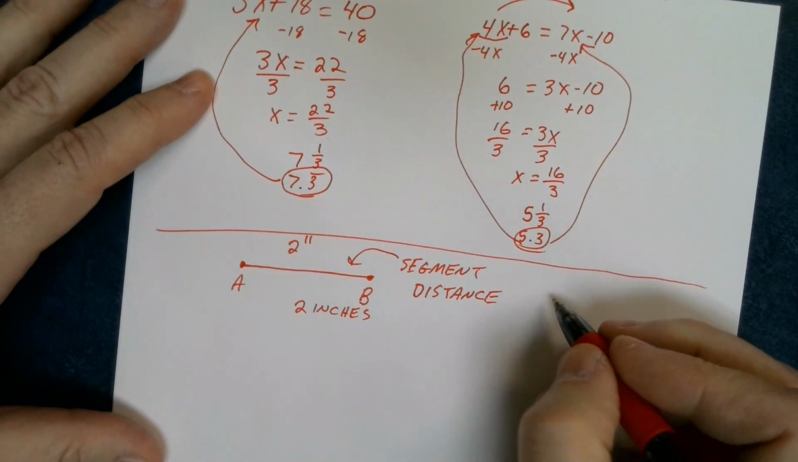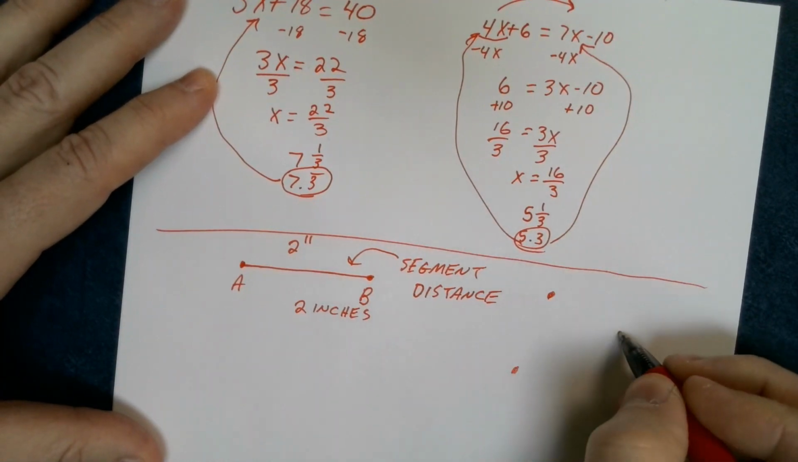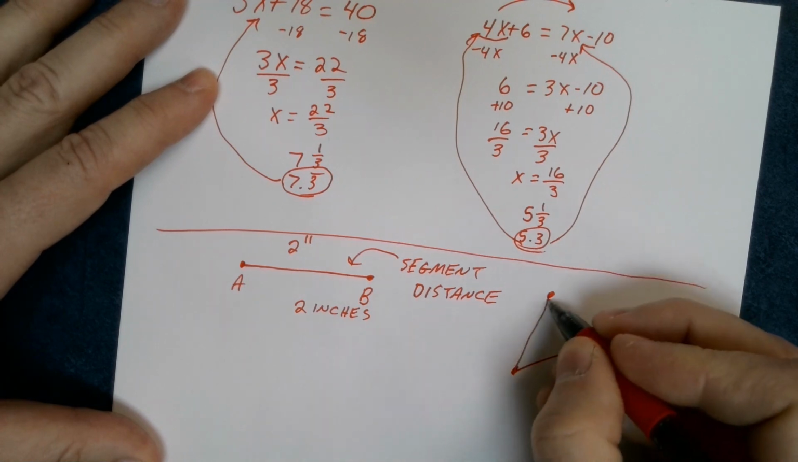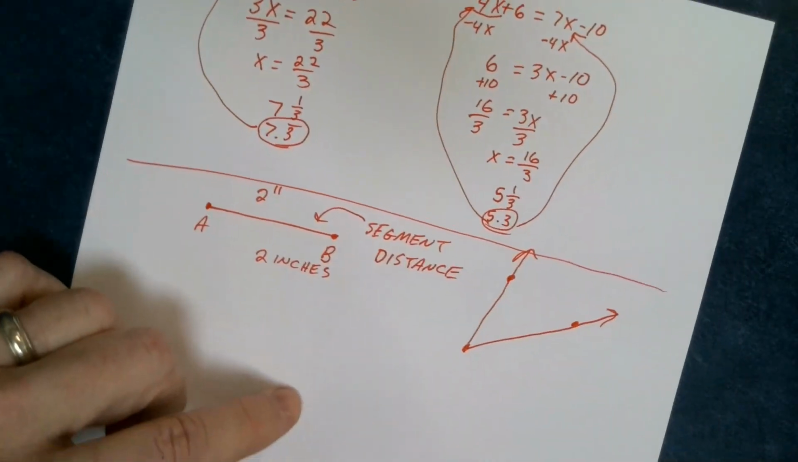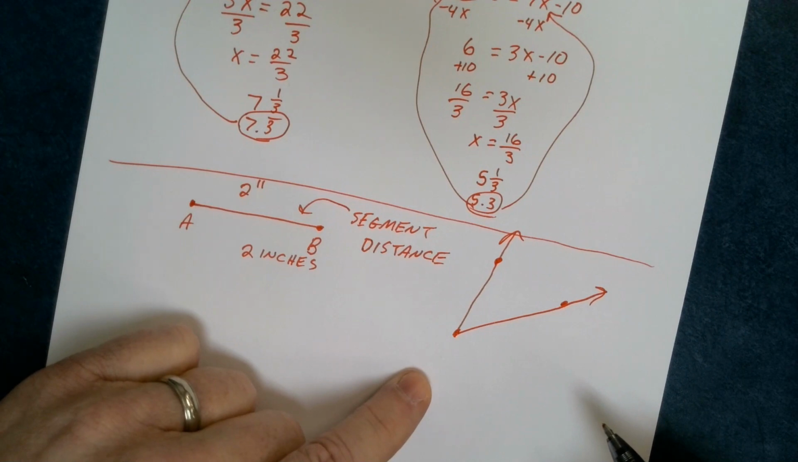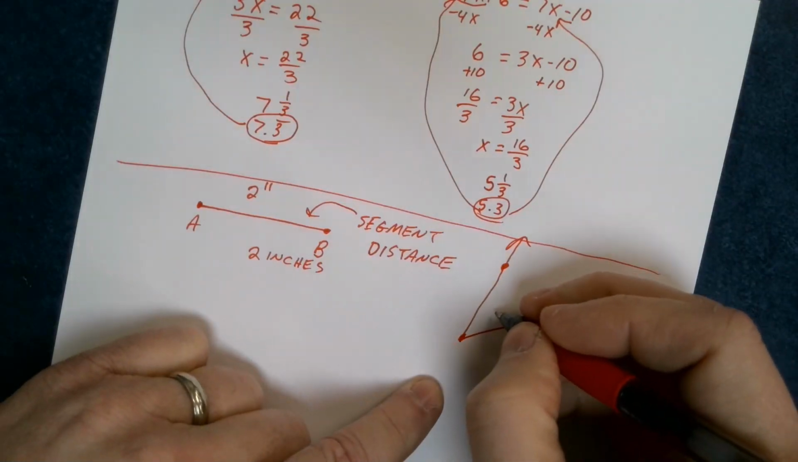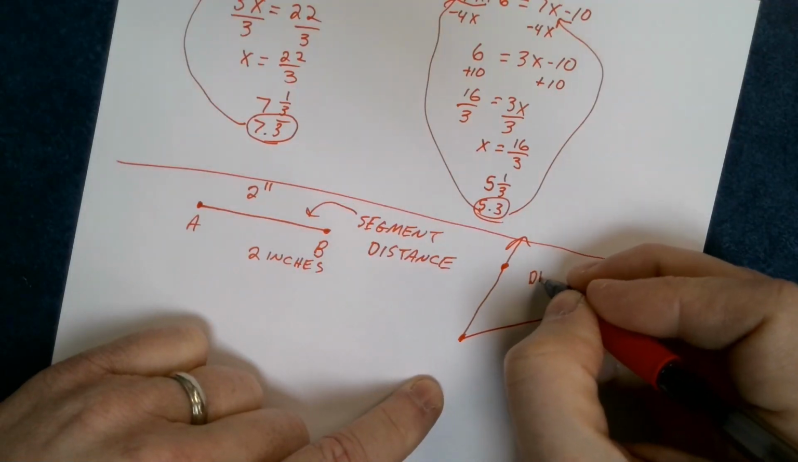Now if I have 3 points, I can have something that's called an angle. And an angle isn't measured in inches at all. It's not measured in centimeters. It's not measured in feet. It's measured in, for us, something called degrees.